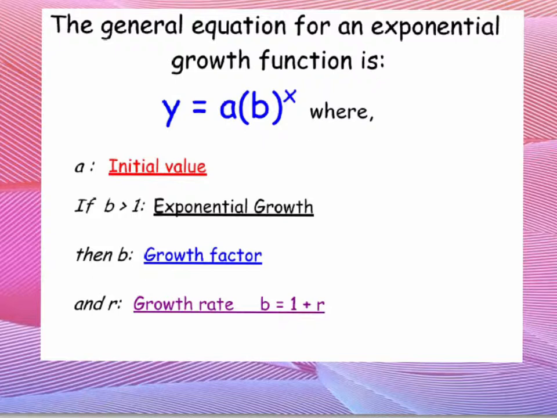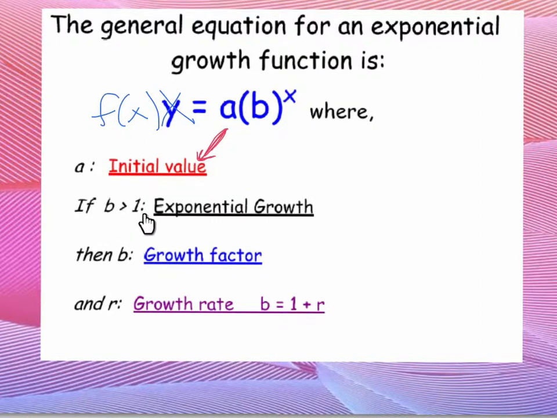The general equation for an exponential growth function is y equals a times b to x, where, now remember, we're not going to write y, we're going to put f of x instead. And a is your initial value. B is your exponential growth factor. So a is the initial value that you're going to start with. That's why it's the y-intercept.